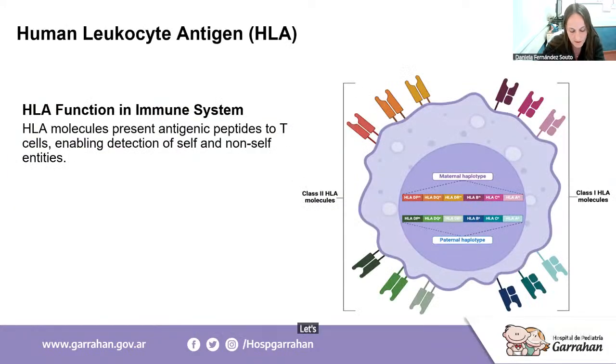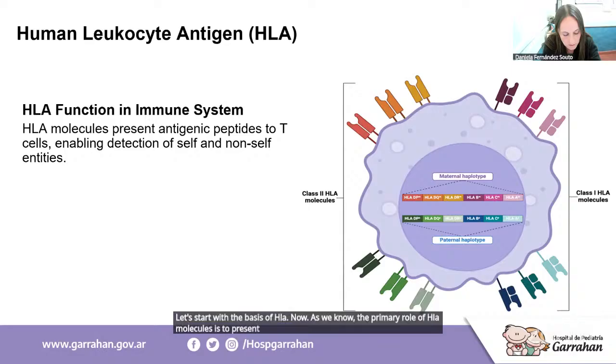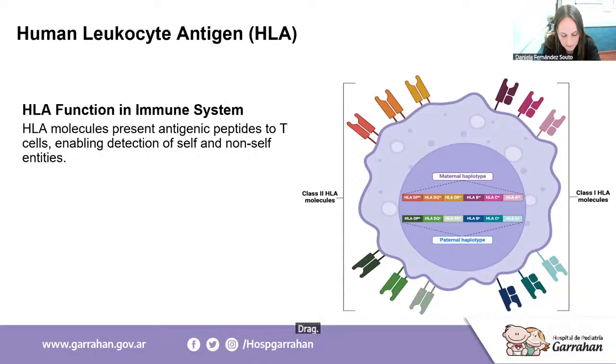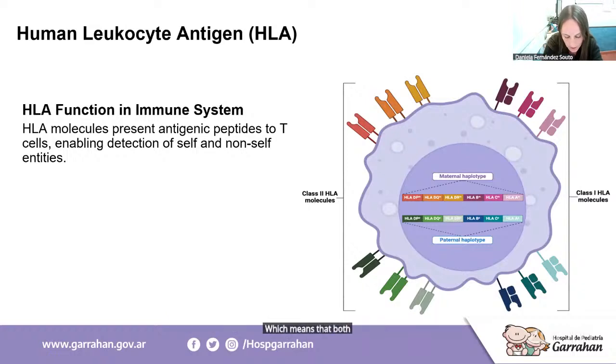Let's start with the basics of HLA. As we know, the primary role of HLA molecules is to present antigens to T lymphocytes, triggering a specific immune response. It's also important to highlight that HLA molecules are codominantly expressed, which means that both alleles of a given gene are displayed on the surface of cells at the same time. Understanding this fundamental role of HLA is key, as it sets the stage for interpreting the diversity patterns we observed in our study.